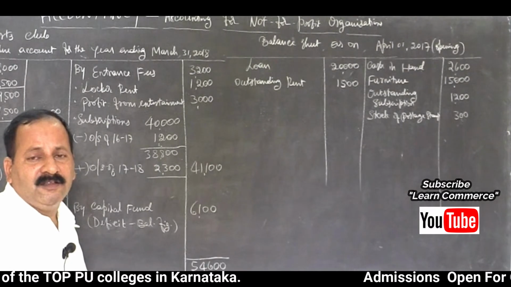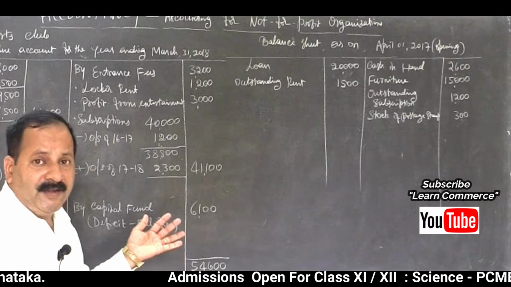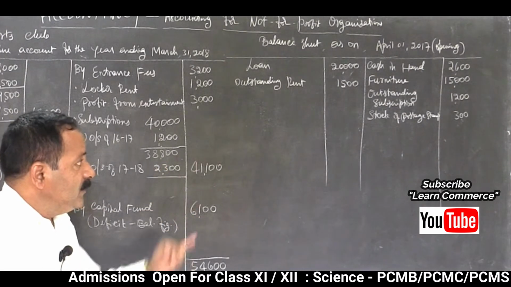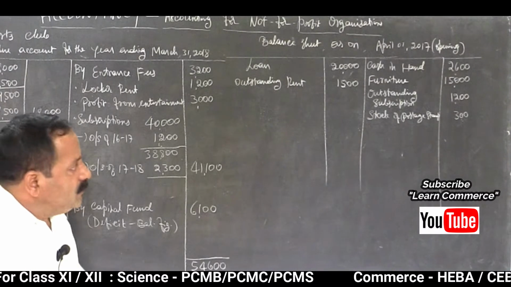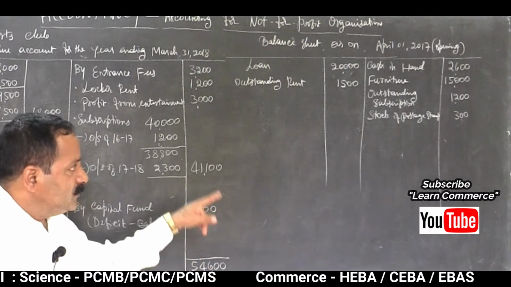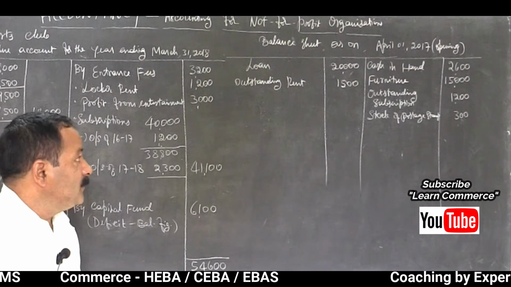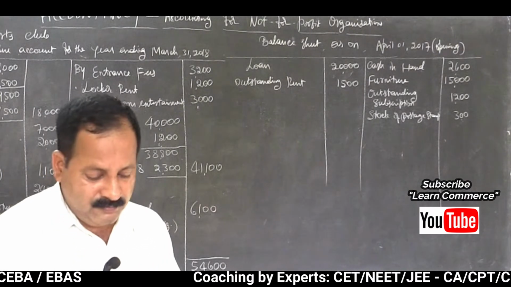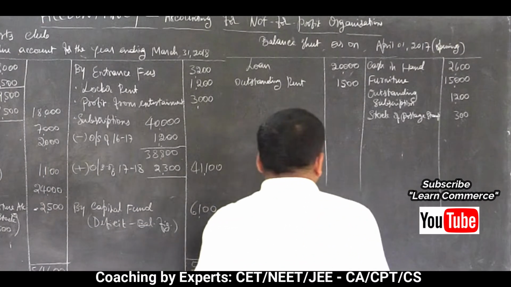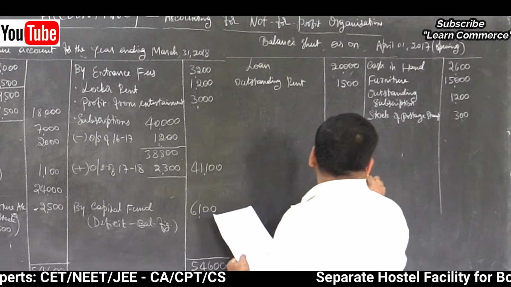Opening balance can be nil, but chances are very rare that the capital fund will be negative. But still, let us solve it. No problem. We'll get on that side. That is, there may be shortage of fund, isn't it? So let us take up. So while giving the problem, one should be careful, isn't it?